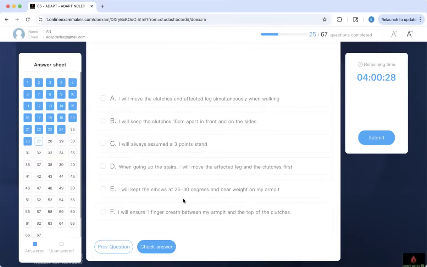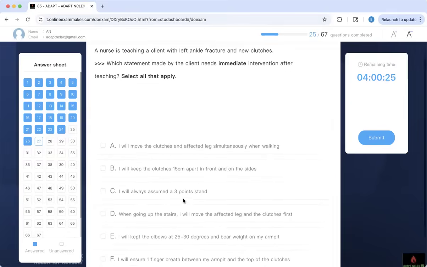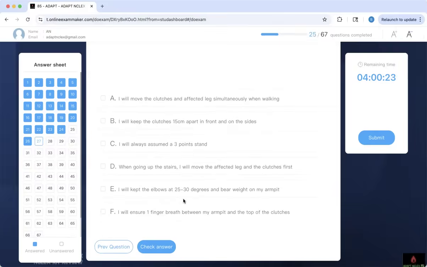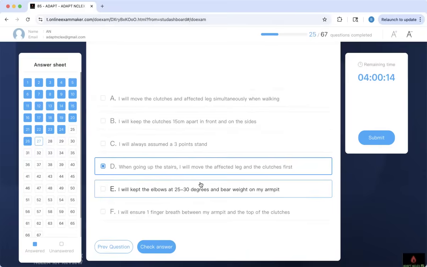When going up the stairs, what do you go with? That's the key. Know this. When you're going up the stairs, you go with the good leg. I will move the affected leg and the crutches first. Negative. You're going to fall. I will keep the elbow at 25, 30 degrees, right? And bear weight on what? On your armpit. Hey, you should not do that. You know that, right? Bear weight on your armpit. You should bear weight in your hand. That's not good.